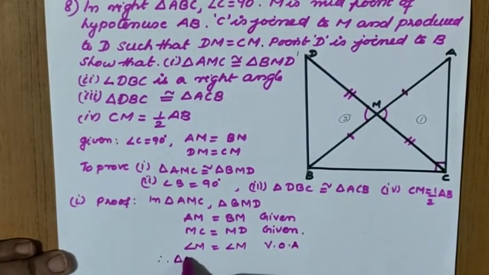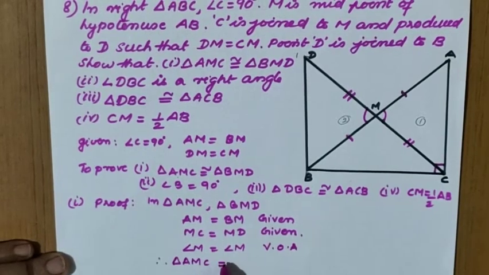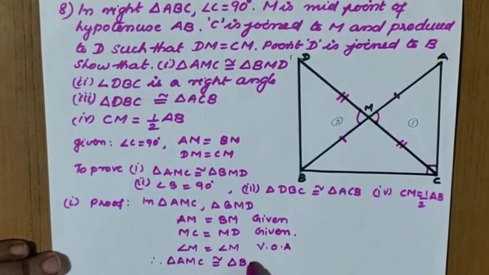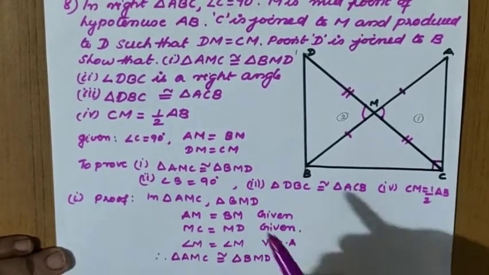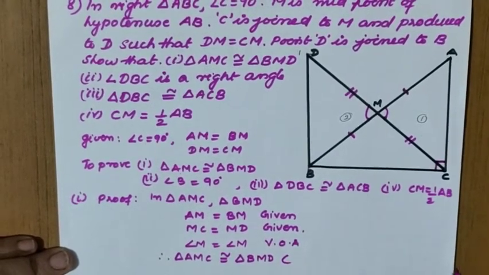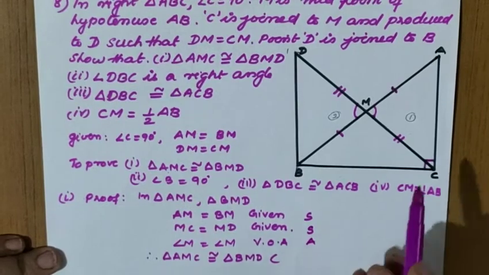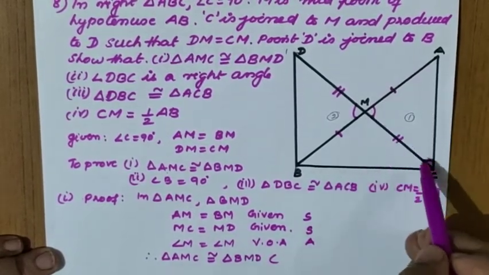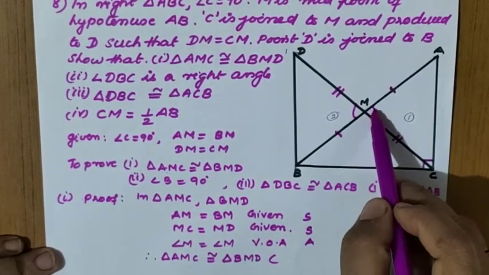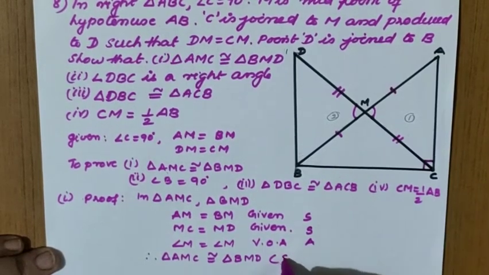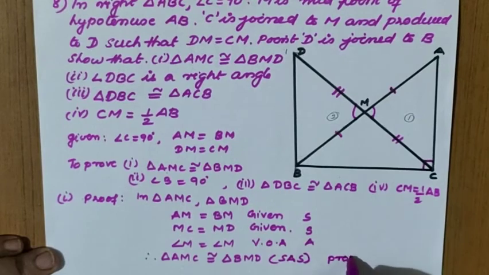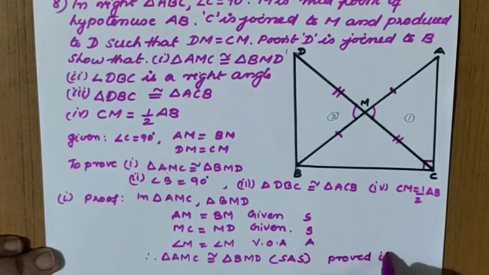Therefore, triangle AMC is congruent to triangle BMD, because the order is already given. Now tell me the criterion. This is side, again side, angle. Check that one. The first side and second side meet at M, so this is the included angle. So this criterion is SAS. So I should write here proved, first part.